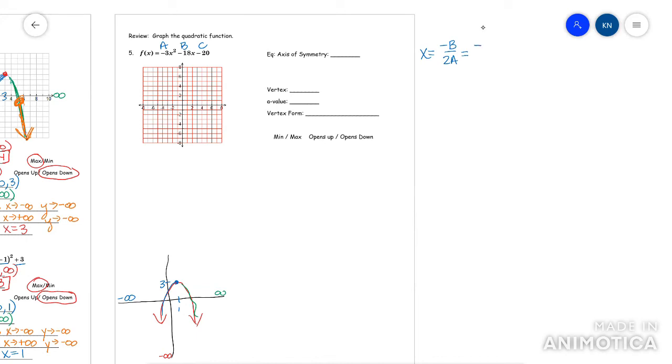So it would start out negative by default in my equation, and then my b value is negative 18 over 2 times my a value, which is negative 3. This negative on top is like a negative times negative makes a positive, so this part becomes positive 18 over 2 times negative 3 is negative 6. So my axis of symmetry is x equals negative 3, which means my vertex, the x value, is going to be negative 3. I have to go find the y value, though.